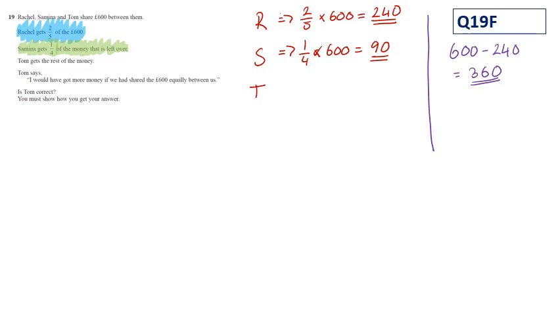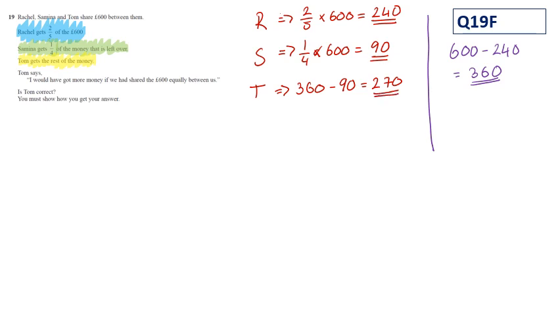The final part, if I continue reading on, it says Tom gets the rest of the money. So Tom gets the rest of the money that's left after Samina's taken her £90 from the 360. So initially there was £360 left. I've just given 90 to Samina, or Samina's taken 90. That means that Tom has £270 left.